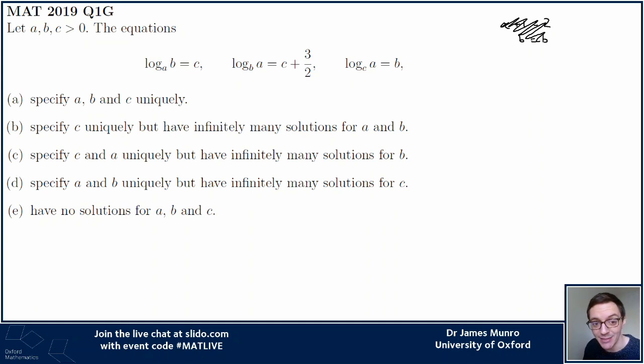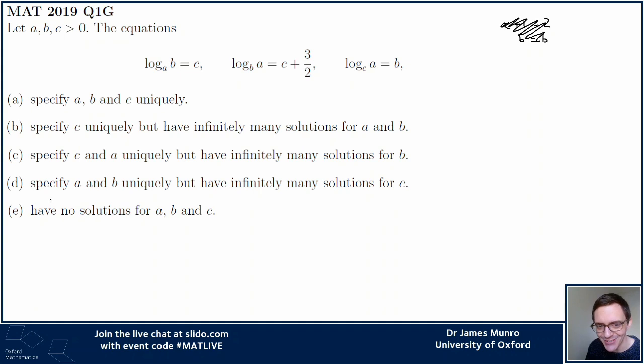But that's what I mean. It might be the case that we can solve for some of the variables uniquely, but have lots of possibilities left over from the other variables. And option E says there's no solution for A, B, and C. That would be the case if these equations are somehow inconsistent and there are no numbers that work in all three of these equations at the same time. You've seen this for things like quadratics with no roots before.